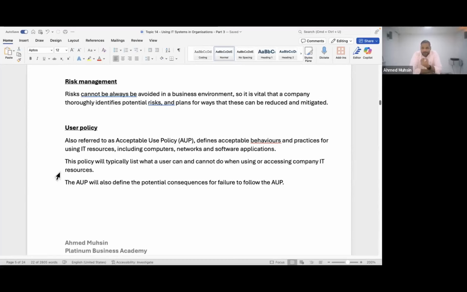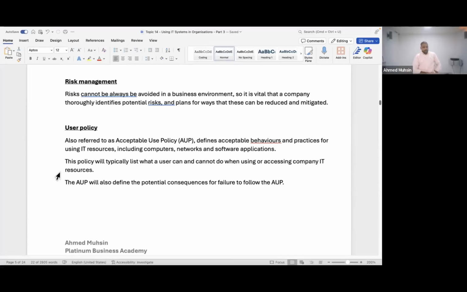AUP, acceptable use policy, defines acceptable behavior and practices for using IT resources, including the computers, the networks, the applications, all that. The policy will typically list what a user can and cannot do when using or accessing company IT resources. The AUP will also define the potential consequences you could face if you violate any one of these. Everybody okay with this?